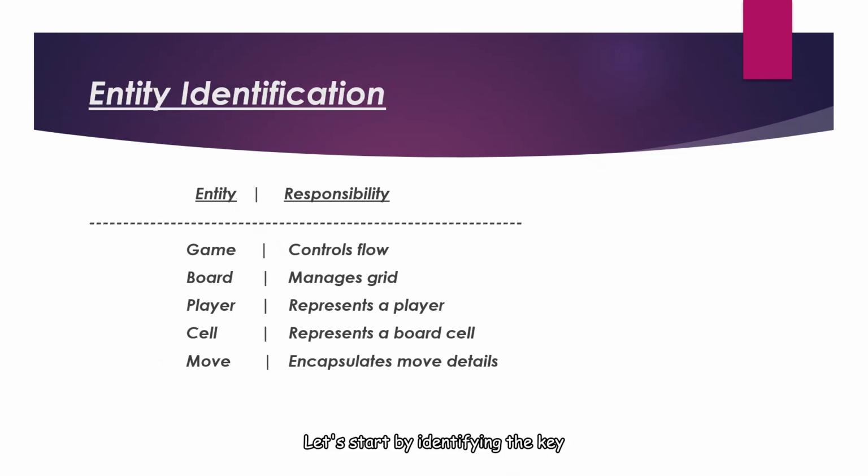Let's start by identifying the key entities in our system. These entities represent real-world components of the game and will be modeled as classes in our design. First, we have the game class, which will be responsible for controlling the flow of the game, including alternating between players and determining when the game is over. Then we have the board class, which represents the 3x3 grid of cells. Each cell is represented by the cell class, which contains the value of the cell, either X, 0, or empty. We also have the player class, which keeps track of the player's name and symbol. Optionally, we could include a move class to handle move related information, but for simplicity, we will incorporate the move logic directly in the player class.